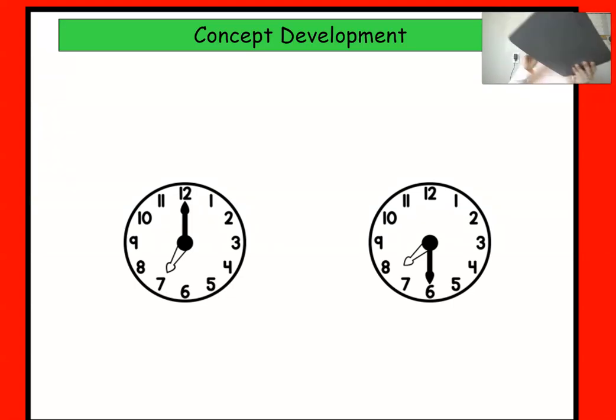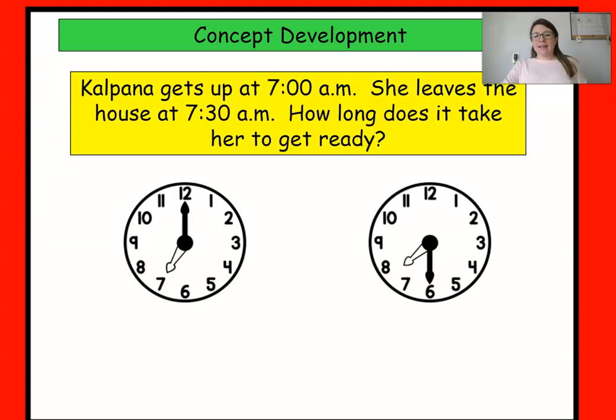All right. What we're going to talk about today is elapsed time, meaning how much time it takes to go from one time to the next. So here's a word problem to get us thinking. Kalpana gets up at 7 a.m. She leaves the house at 7:30. How long does it take her to get ready?